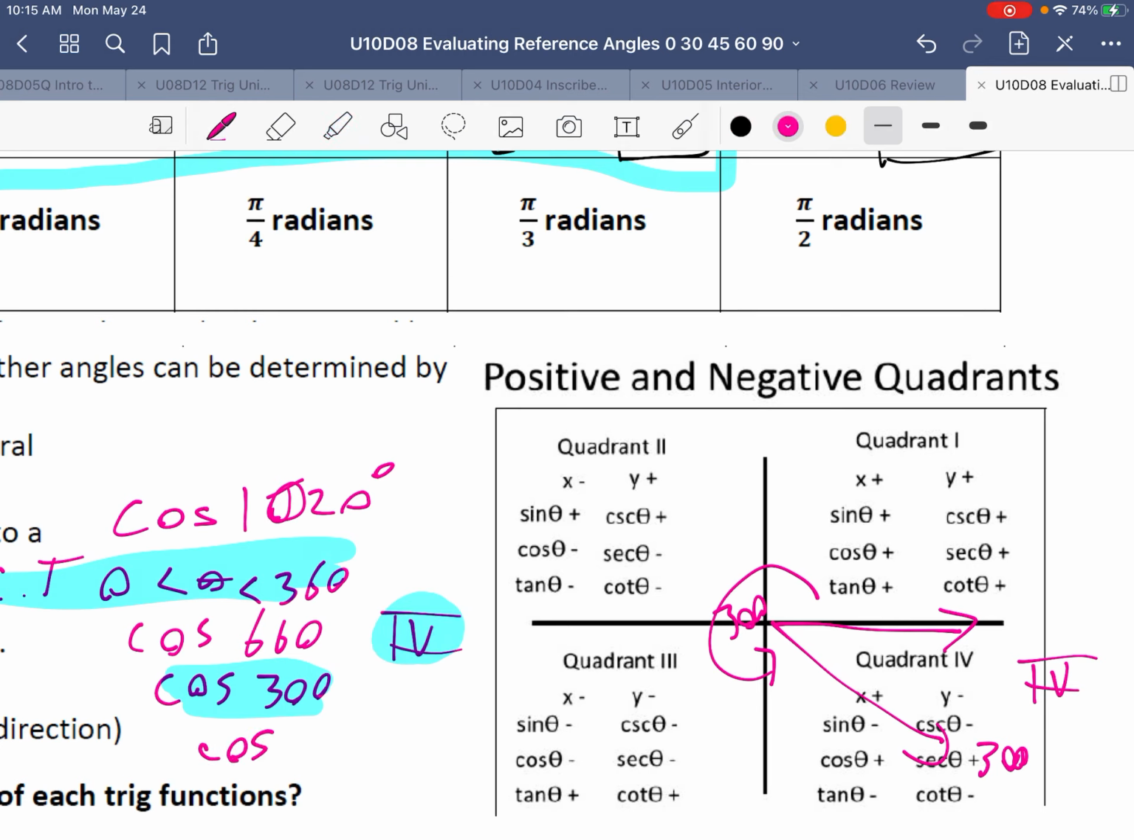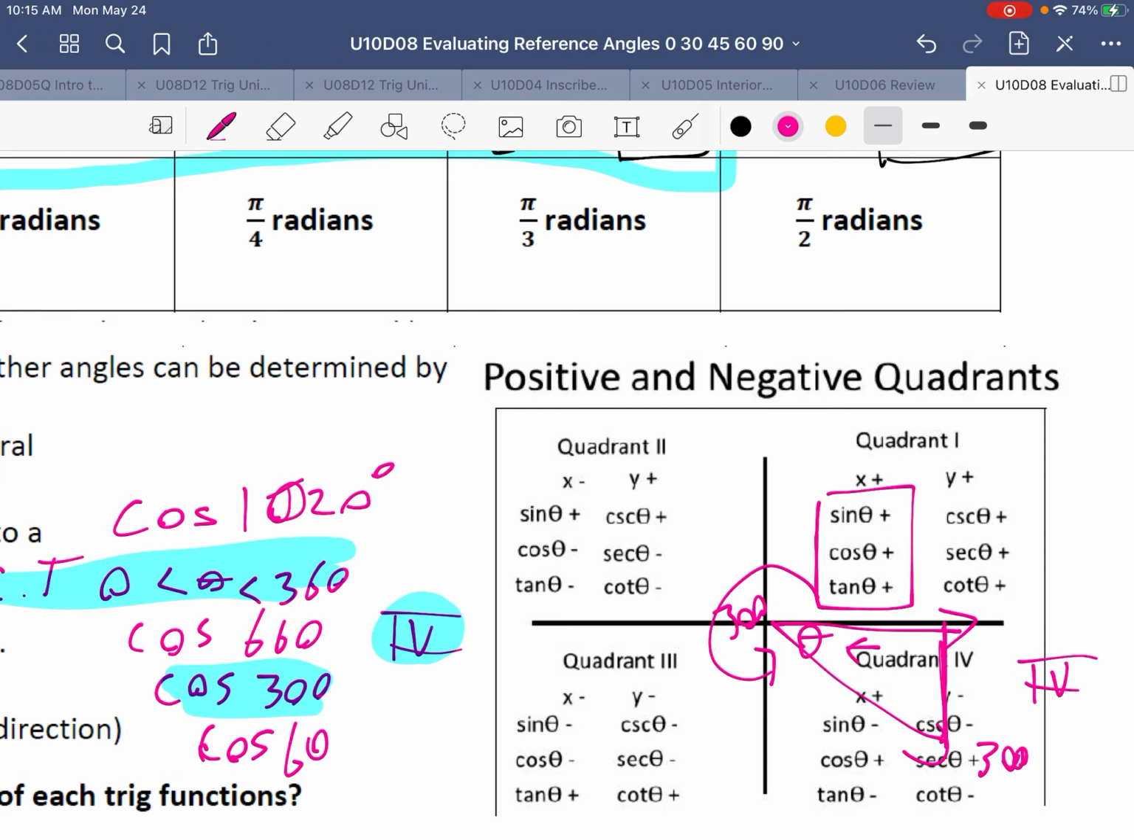Now, that means we can rewrite this using the reference angle. The reference angle here is the angle formed by the x-axis and the terminal ray, which is here. That was 60 degrees. Now, when you use a reference angle, the trig function might become negative. It depends on the quadrant that we're located in.